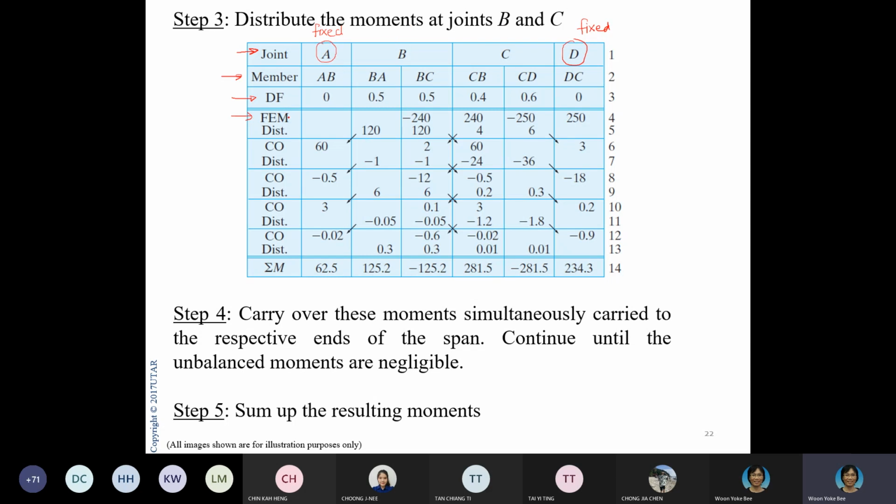So the minute I release joint B, what happens? I have this unbalanced moment of negative 240. Here I have joint B, and which side was it, this side or this side? Okay, I have a negative 240. I've changed it to anti-clockwise. This is because I fixed it initially, so that's why I got a 240. Now when I release it, this 240 must be balanced.